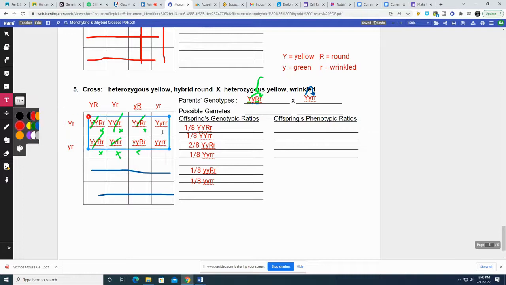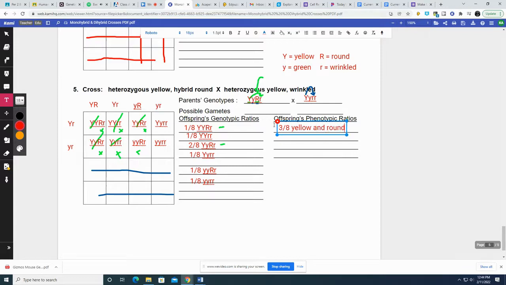Phenotypic ratio. All right, this one right here. This one's going to be yellow and round, because look, it's got 1 dominant allele, 1 recessive allele, so it's yellow and round. And that's the only one that's going to be yellow and round. That's 2, and then 1, 2. 1 plus 2 is 3. 3 out of 8 will be yellow and round seeds.